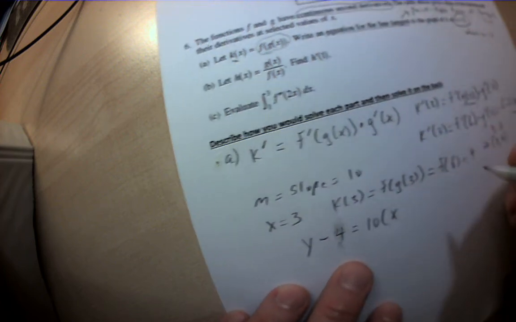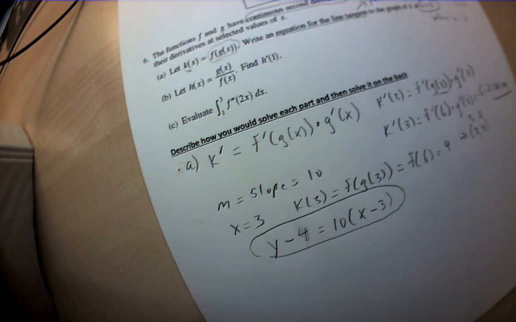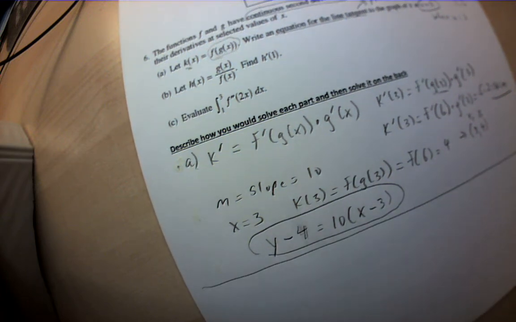y minus 4 equals x minus 3. That's good for the first part. And you can leave it in point slope form. In fact, I suggest you leave it in point slope form.